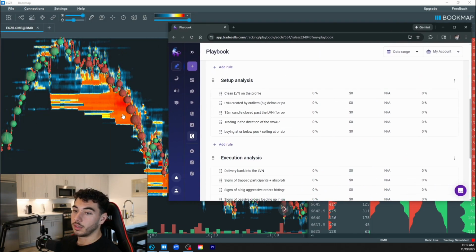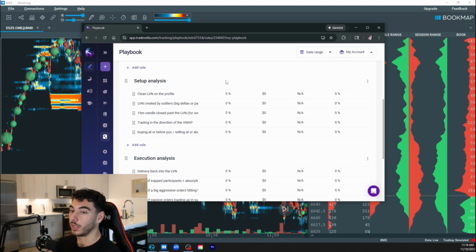We want to see also this too, like these big massive sellers. Those are outliers. Those are massive bubbles. That stands out to me. I say, wow, that was a lot of aggressive selling. So that's an outlier in this chart.